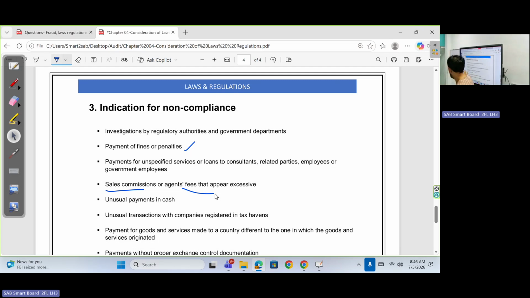It is not only laws and regulations, but generally financial paper. Sales commission, agent sales commission, and the other areas: commissions, incentives, performance bonus. They are taking them.